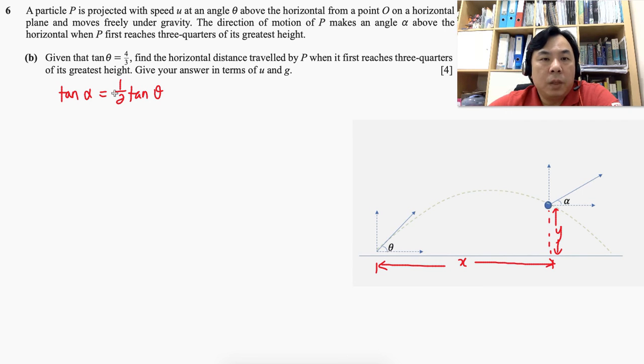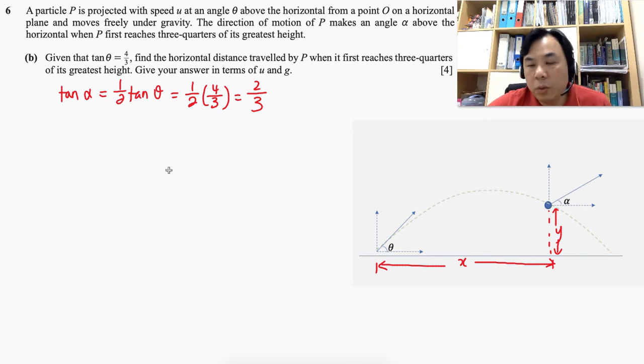Now we are given that tangent theta is equal to 4 over 3. So therefore, that will be 4 over 3 there. That will give us 2 over 3. So tangent alpha is actually equal to 2 over 3. Okay, so that's our tangent alpha there.